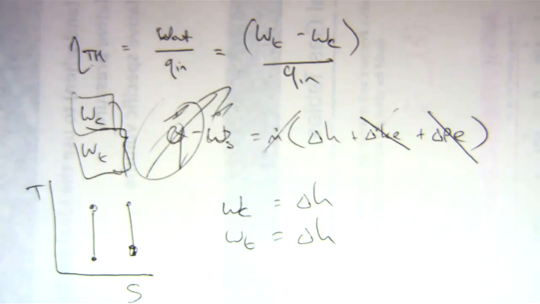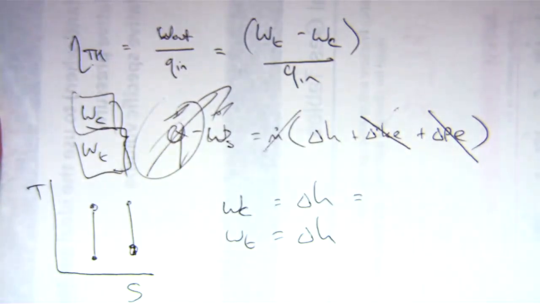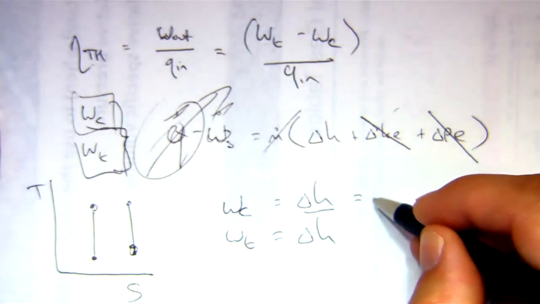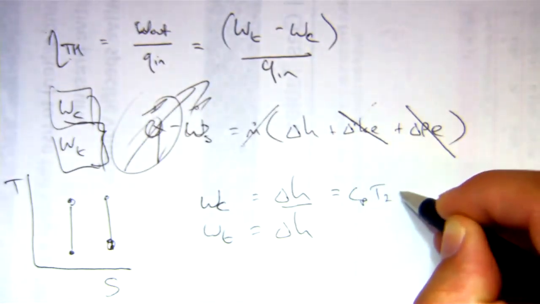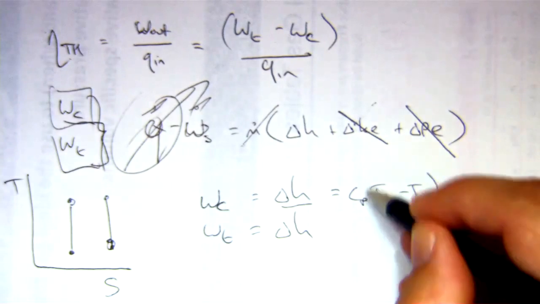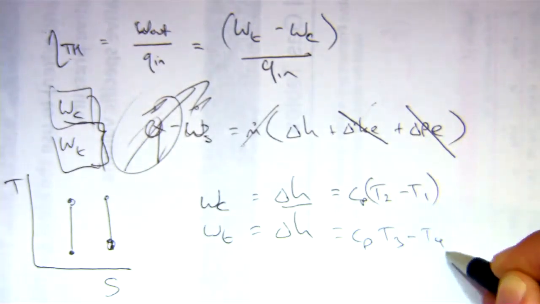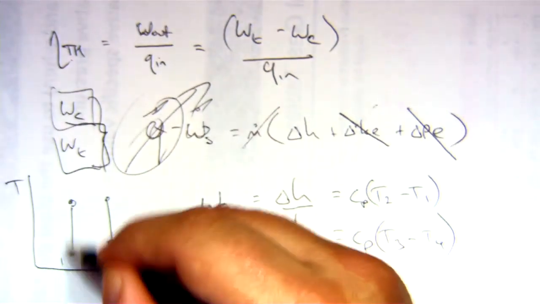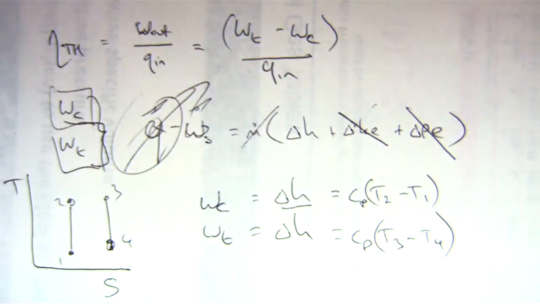So it's an ideal gas, so I can write these down as C something delta T, and the C is CP because I'm doing enthalpy. My work is CP (T2 minus T1) for the compressor, and CP (T3 minus T4) for the turbine. Points 1, 2, 3, 4.